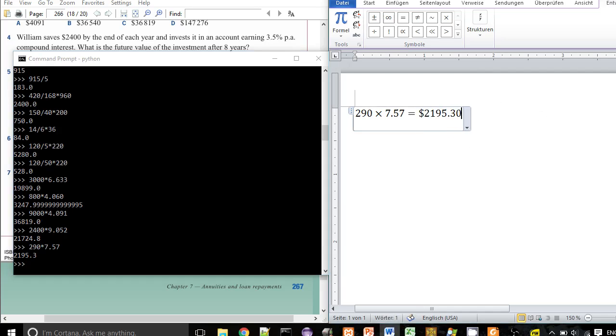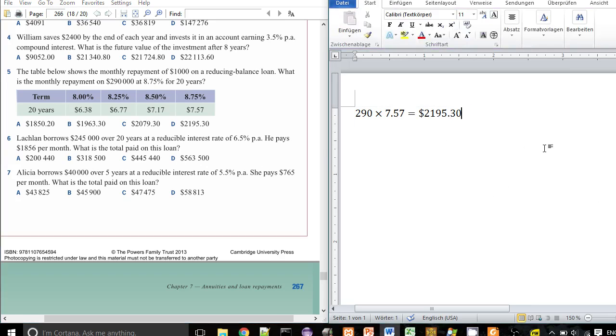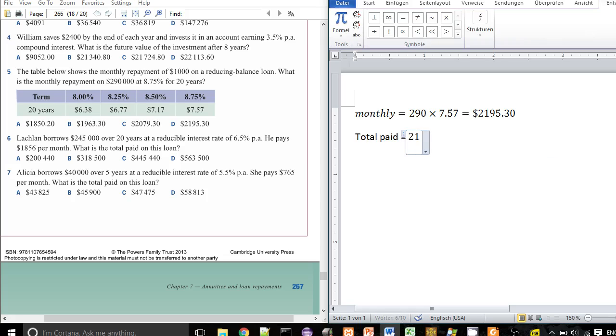2195 and 30 cents. Okay. Yeah, hang on. Okay, yep, so that one. So that's how much he or she would have to pay per month. Okay, for that long. So just as a follow-up, that's the monthly repayment. Say monthly repayment. So you could say the total paid that they're gonna pay.